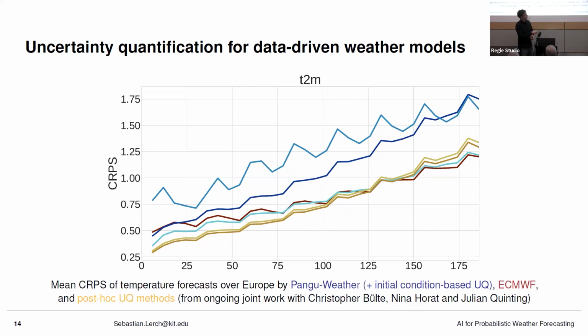And you can see different lines. This red brownish line is the operational model by the ECMWF. And then these blue lines are different initial condition-based approaches. And these yellow, orange lines are these post-hoc uncertainty quantification methods. You can see that we actually can get improvements over this state-of-the-art physical model for something like up to 5 days lead times, specifically when we use these post-hoc uncertainty quantification methods.